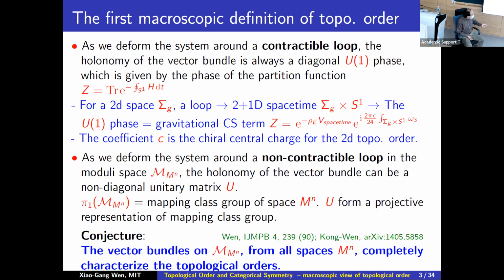The original version of the conjecture is that we have to consider all possible space manifolds, like in two dimensions, not only the torus, but genus 2 Riemann surfaces, etc. So actually, we studied the genus 2 Riemann surface. We find the mapping class representation of the genus 2 Riemann surface for this counterexample. They indeed have different mapping class representations. We need to go to some more complicated space.